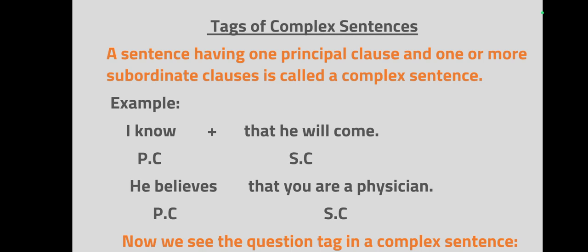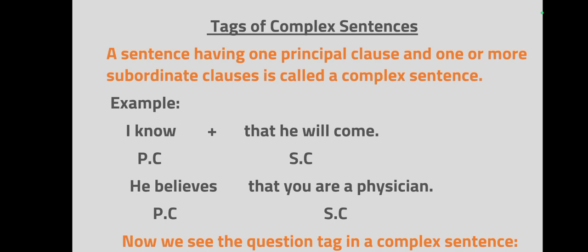A sentence having one principal clause and one or more subordinate clauses is called a complex sentence. It means a complex sentence is formed by joining a principal clause with one or more subordinate clauses. For example, I know that he will come. Here, the first part, I know, is the principal clause or main clause, and the second part, that he will come, is the subordinate clause.